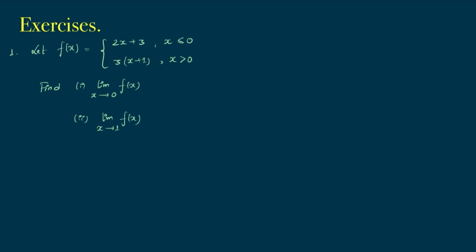Let's dive into question number 1. Here, as you can see, the function f(x) is given as 2x plus 3 and 3 into x plus 1. So there are two values of this same function, but the condition is that f(x) is 2x plus 3 whenever x is less than or equal to 0, and the function is 3x plus 1 when x is greater than 0. So first we'll draw a number line to get a clear picture and better understand the concept.